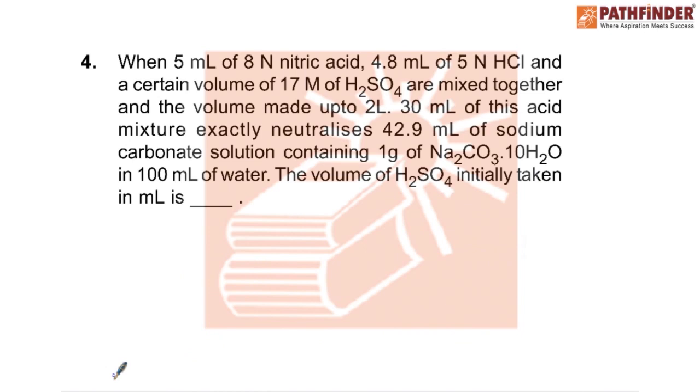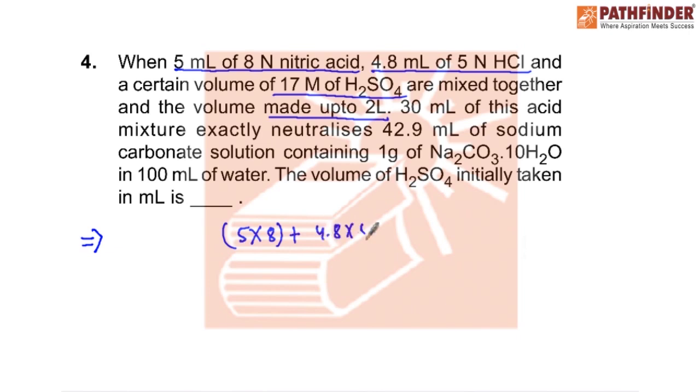Now another problem with this neutralization process we can observe in question number 4, which is asking that, see, 5 ml of 8 normal nitric acid, 4.8 ml of 5 normal HCl and a certain volume of 17 molar H2SO4, they all are mixed and the combined volume is made up to 2 liter. So first we can find out the normal concentration of the resulting solution. Now we need to solve this problem faster and accurately. What we can do, see, 5 into 8 plus 4.8 into 5 plus, we don't know the volume of sulfuric acid taken, so we are assuming it's V times.